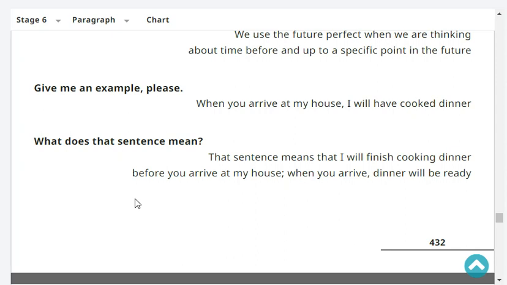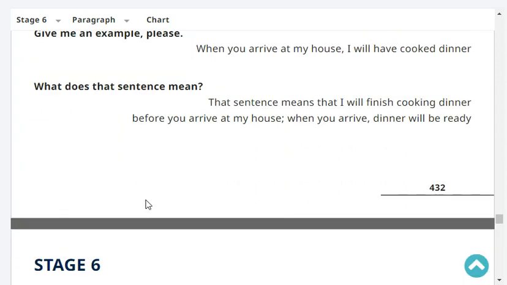When you arrive at my house, I will have cooked dinner. Very good. What does that sentence mean? That sentence means I will finish cooking dinner before you arrive at my house.